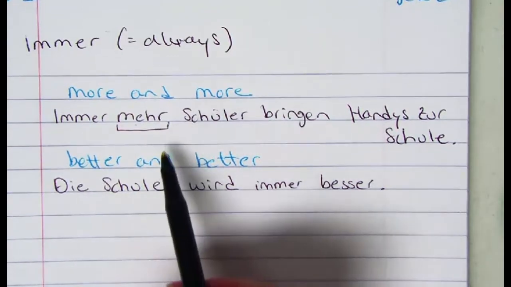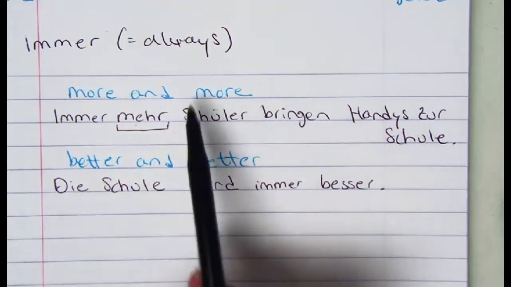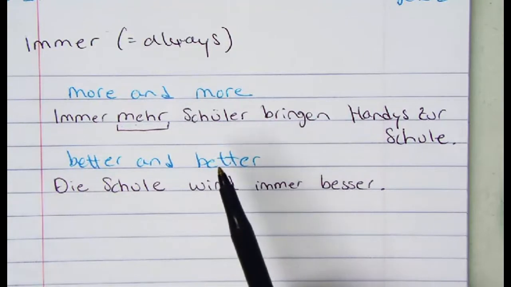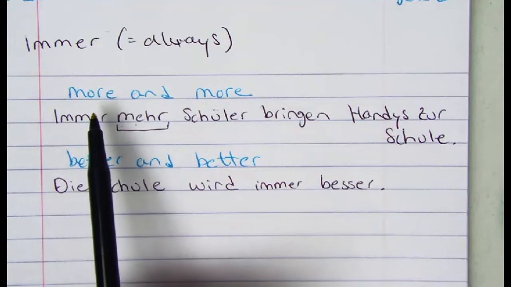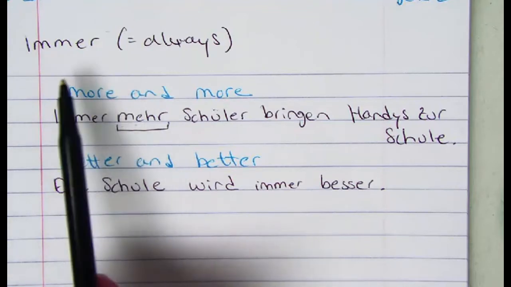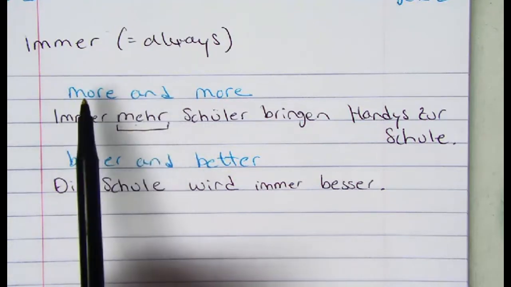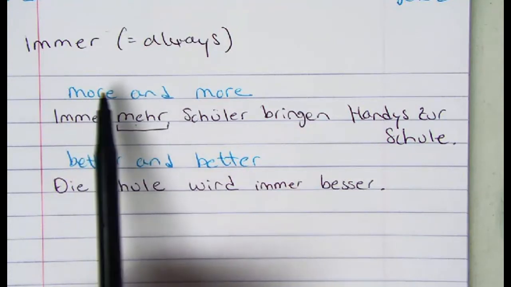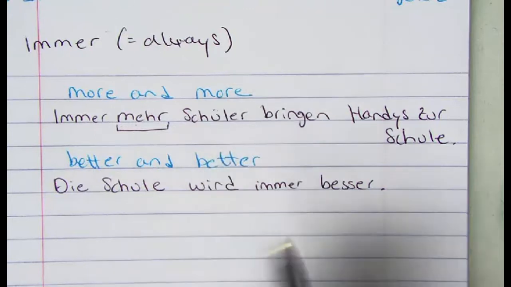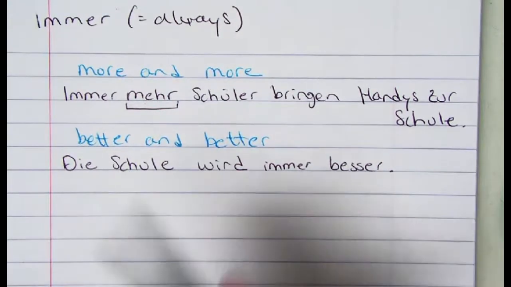Okay, and it doesn't matter what type of word we're using to do that, so pigs fly more and more, or mice get more and more intelligent. It doesn't mean that you only do it with the word viel or mehr, but you do it anytime you say more and more.